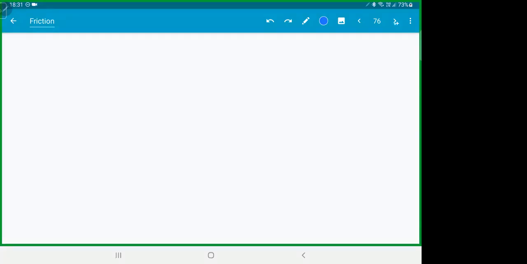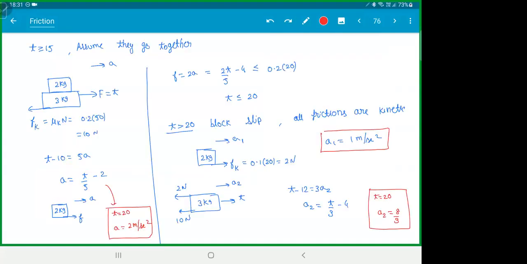Clear. Then, if you try to plot the graph, initially, it won't move. Now look at the problem here. Up to 15 seconds, it doesn't move. At 15 seconds, what is the acceleration here? At t is equal to 15, 15 by 5, we get acceleration is 1 meter per second square. So up to 15, they don't move.